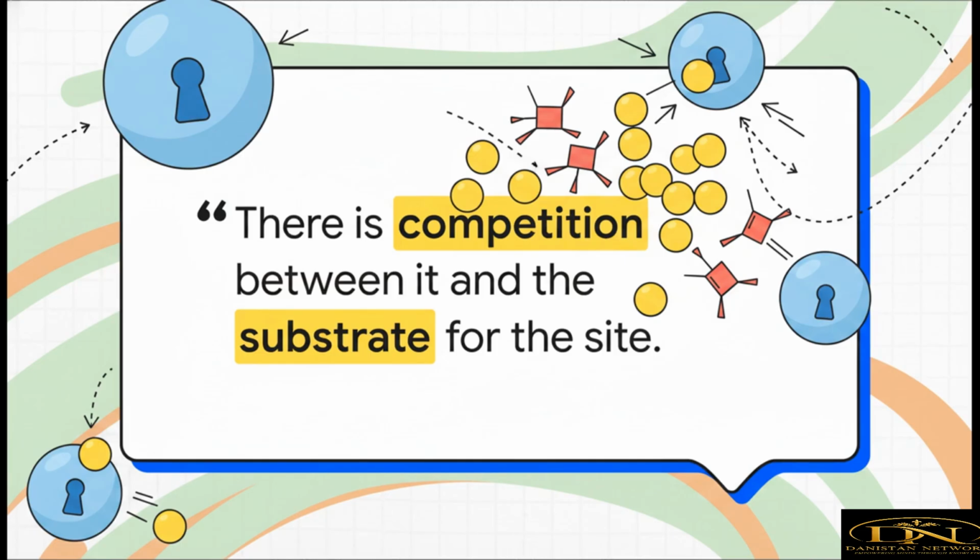If you can flood the system with a real substrate, you seriously increase the odds that the substrate, not the inhibitor, is going to grab an empty active site. And what that means is this type of inhibition is reversible. You can actually overcome it just by adding more of the real substrate.